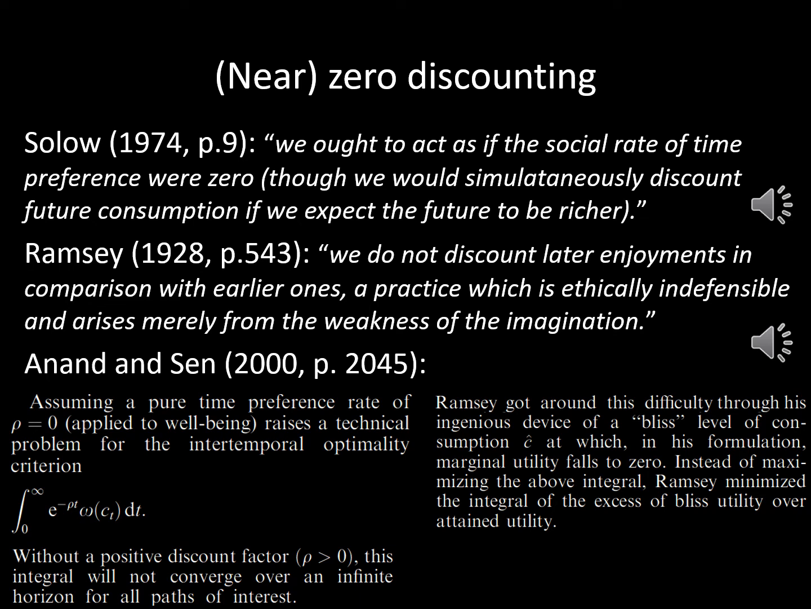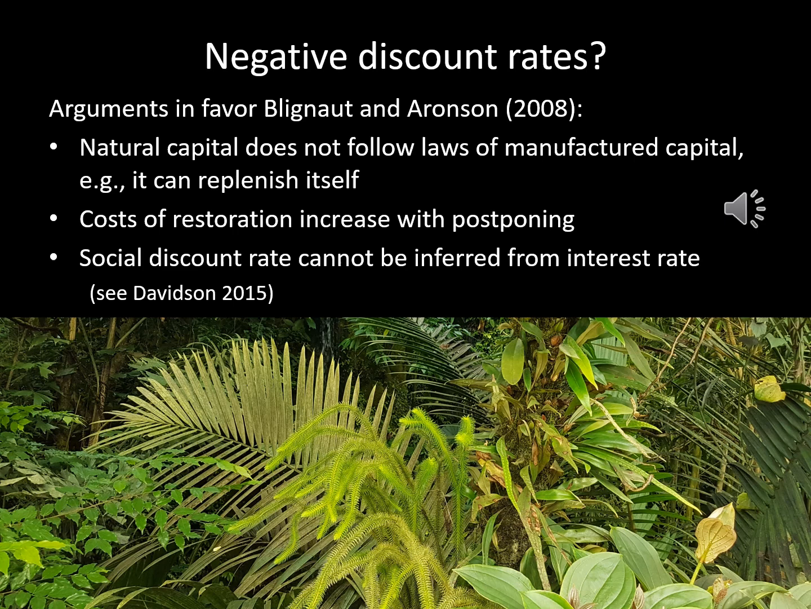Anand and Sen summarize the need for some positive discount rate for integrals to converge and explain how Ramsey's notion of a bliss level of consumption allowed Ramsey to circumvent this problem. In this week's readings, there is also a call from Bignon and Aronson to use negative discount rates for ecosystem restoration initiatives.